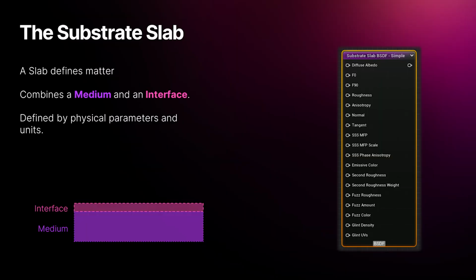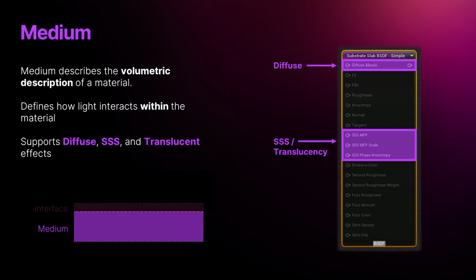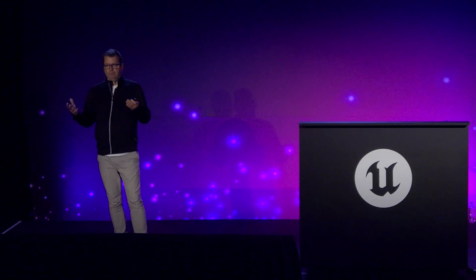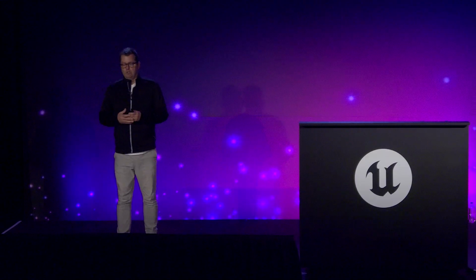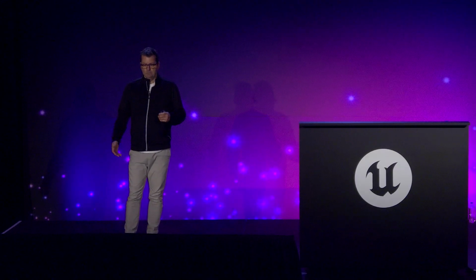So it all starts with the main element, which is the Substrate slab, which defines a material with two main concepts: the medium and the interface. The medium is basically how the material behaves with regard to its own characteristics, the volume of it. So it defines how it interacts with light. Is it transparent? Is it opaque? Is it translucent? This is where you will control the material through the diffuse and translucency parameters.